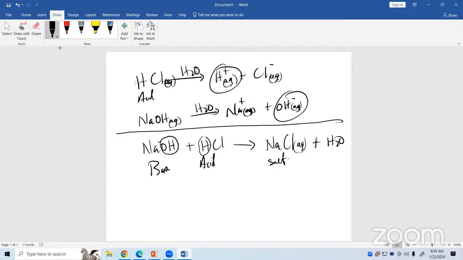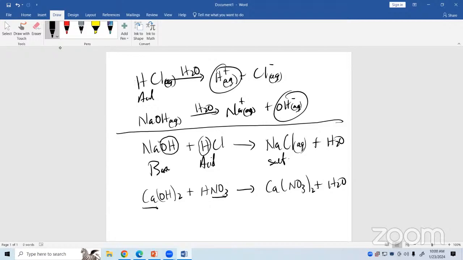And just to give another example, let's say your base is calcium hydroxide, and let's say your acid is HNO3, nitric acid. So in this particular case, again, one of the products would be H2O. The other product would be the result of the calcium coming together with the nitrate. And the formula, of course, would be Ca(NO3)2, all right?